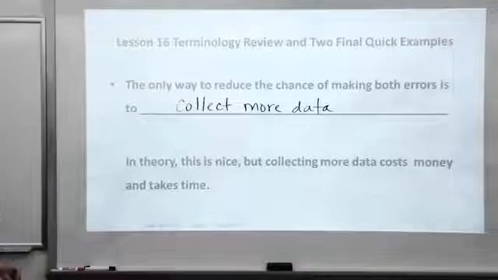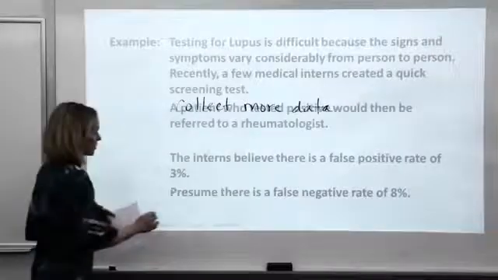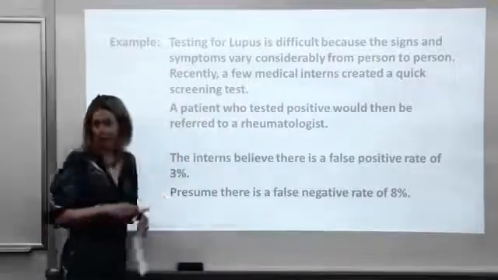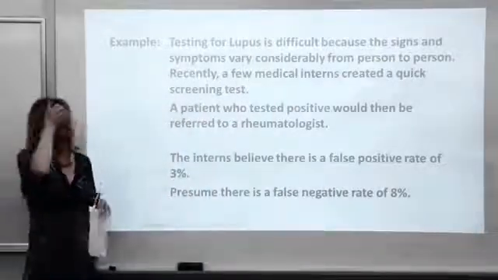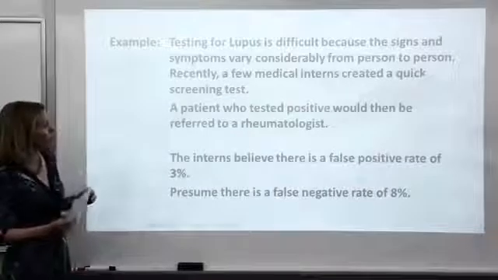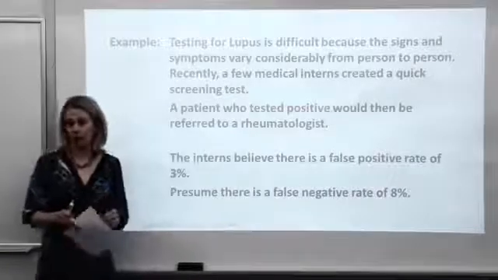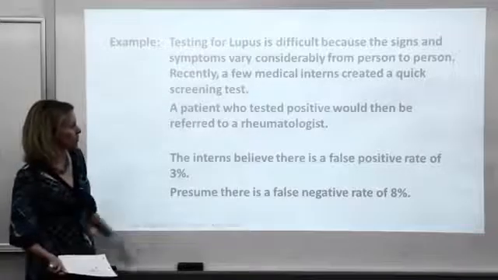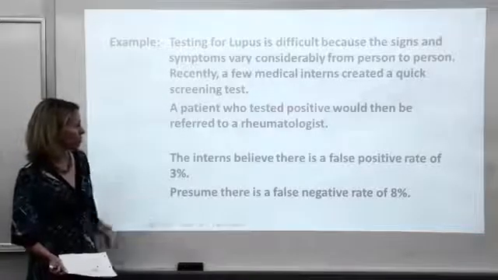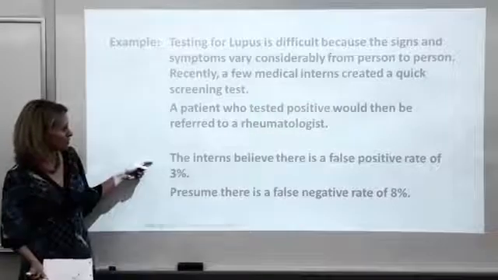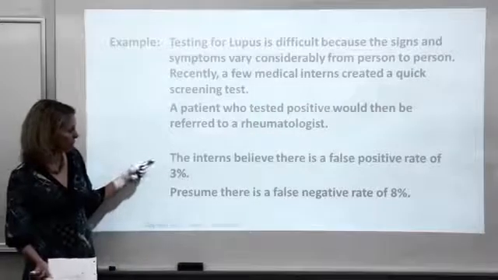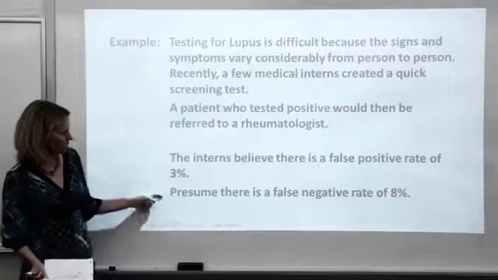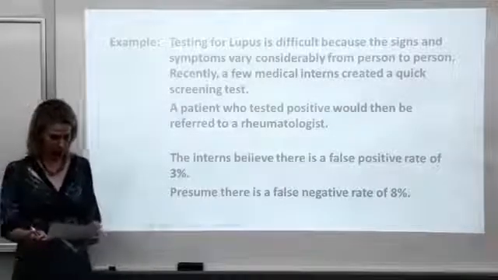All right, let's wrap up this lesson with a couple of examples. Testing for lupus is difficult because the signs and symptoms vary considerably from person to person. So recently, a few medical interns created a quick screening test. A patient who tested positive would then be referred to a rheumatologist. The interns believe that there is a false positive rate with their quick screen of 3%, and we presume there's a false negative rate of 8%.